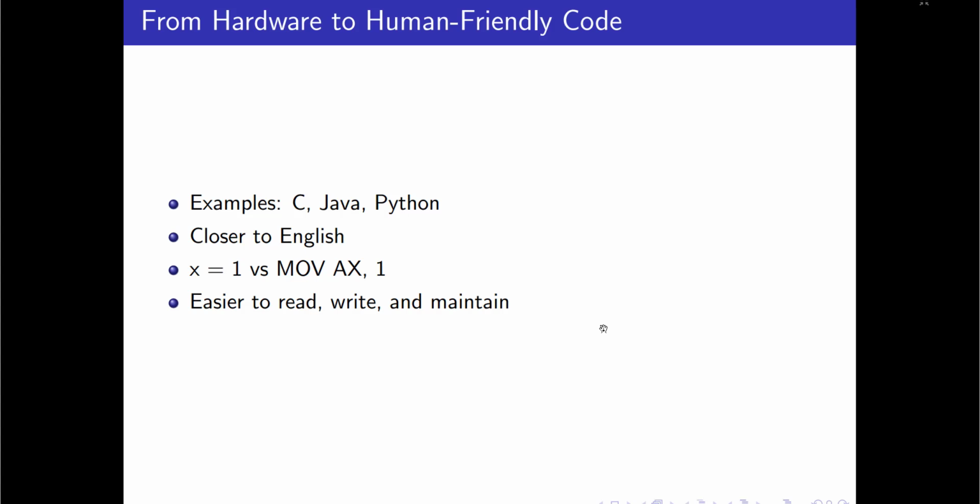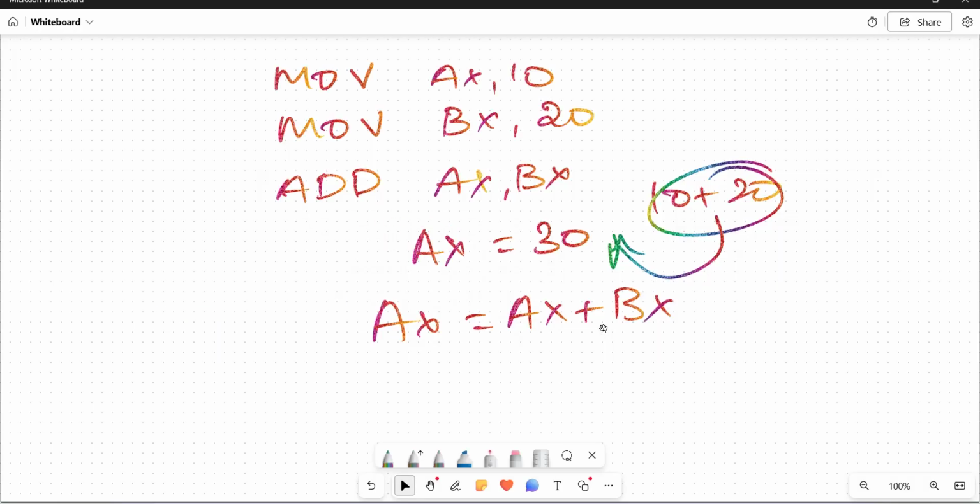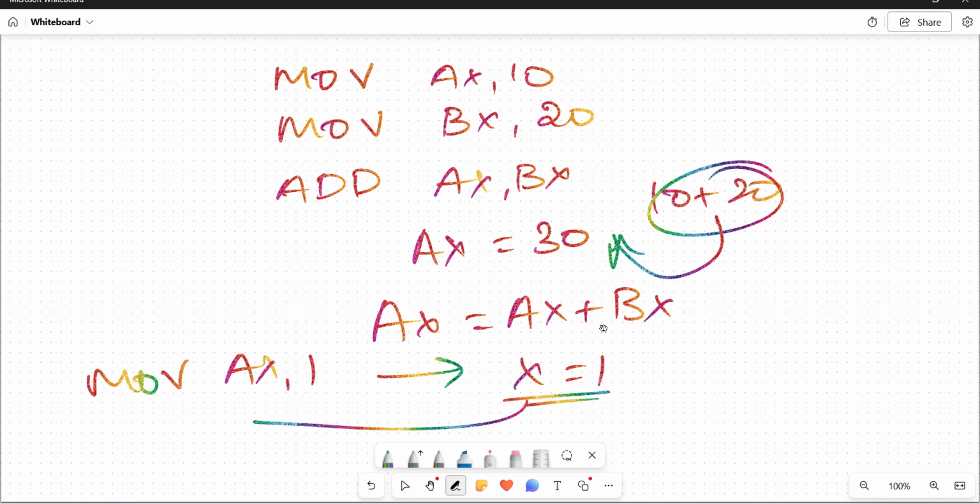So that is the difference, right? High level languages let you focus on logic, creativity, and solving real world problems without worrying about the internal workings of the hardware. For example, instead of saying MOV AX, 1, we now write x equal to 1. Simple, right? It's easier to understand. But here is the thing: computers still only understand zeros and ones, not x equal to 1.